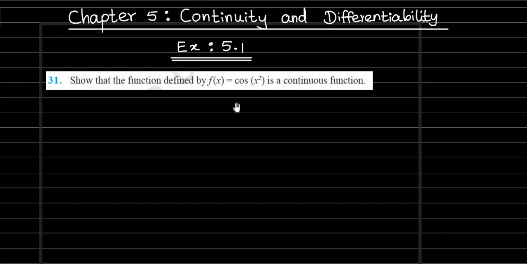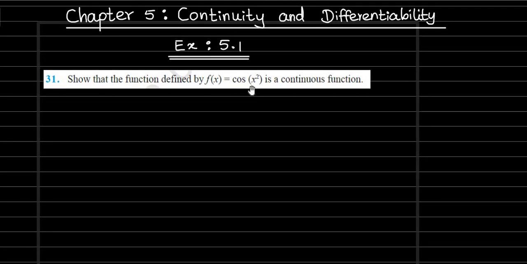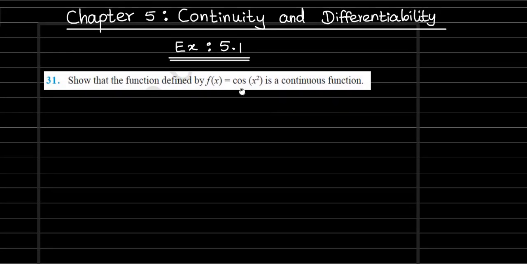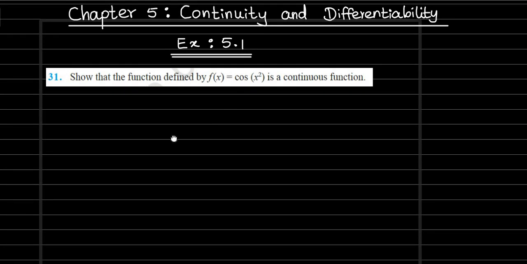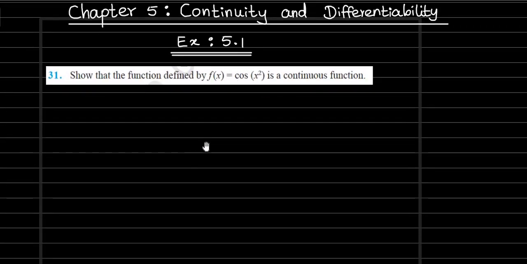Okay, and the given f of x, if you notice, is a combination of two functions, cos of x square, right? So first I am going to explain how it is a combination of two functions, then we can prove how f of x is continuous.